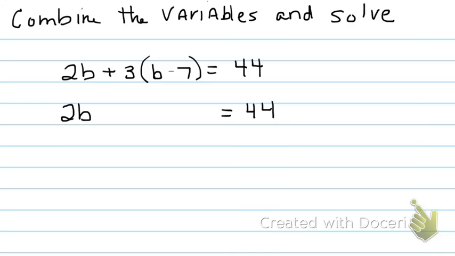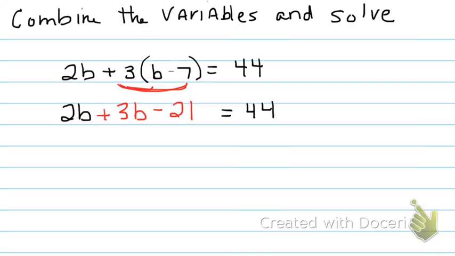And I think I'll make a change to red. This is the new stuff, taking the number 3 and multiplying it to the b and to the minus 7. So 3 times b becomes plus 3b, and 3 times the minus 7 becomes minus 21. So the red indicates the new stuff, the black indicates the reused stuff.